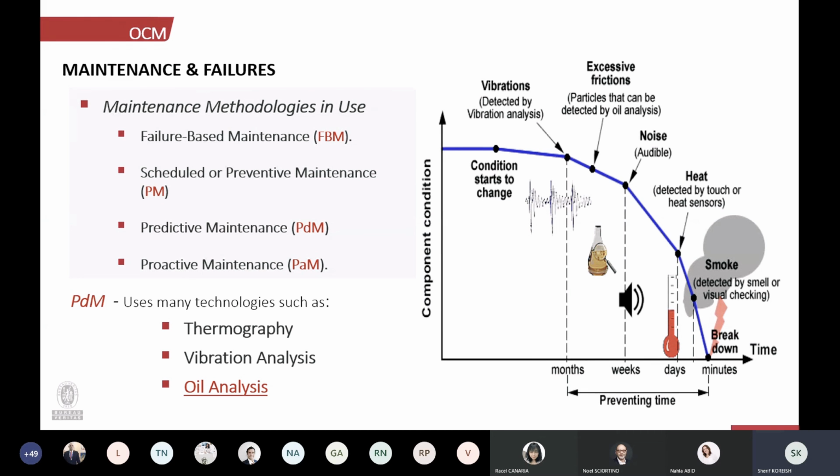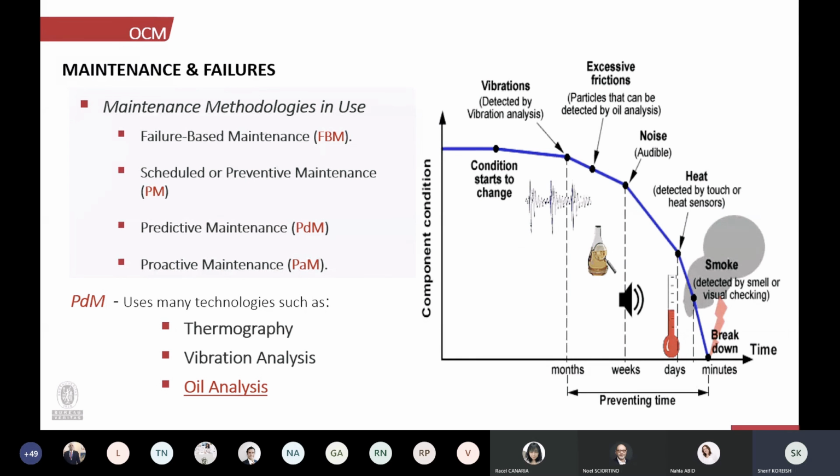And due to the friction and maybe misalignment, you'll have heat associated, and this can be sensed either by touching or by using heat sensors. And when the problem gets worse, you can smell smoke, or visually see the smoke coming out of the equipment, and then a breakdown. Nobody wants to reach this breakdown point, which is shown there. The time between the excessive friction or vibration starting until the smoke is where the actions need to be taken.